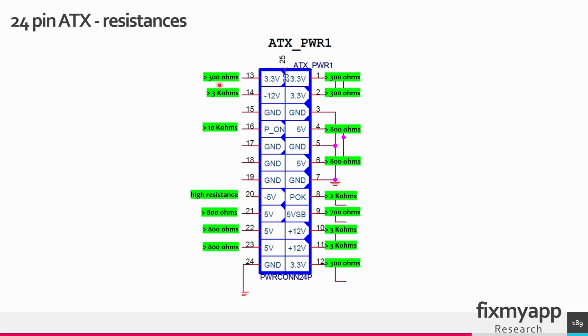For the 3.3 volt it's higher than 300 ohms. The minus 12 volt is higher than 3 kilo ohms. The power on pin is higher than 10 kilo ohms. The minus 5 volt has a high resistance value. The 5 volt has an output resistance of higher than 800 ohms. The 3.3 volt is higher than 300 ohms. Plus 12 volt is higher than 3 kilo ohms. The 5 volt standby pin is higher than 700 ohms. The power OK pin is higher than 2 kilo ohms. And again the 5 volt is higher than 800 ohms, and the 3.3 volt is the same as this one, 300 ohms. Basically, if you measure a really low resistance, then there is probably a short on the mainboard.